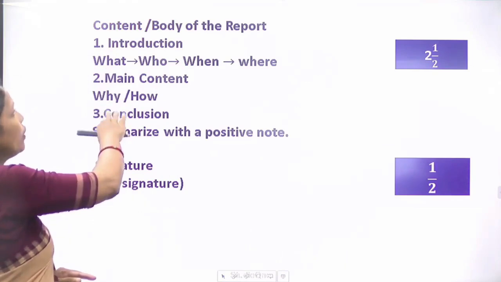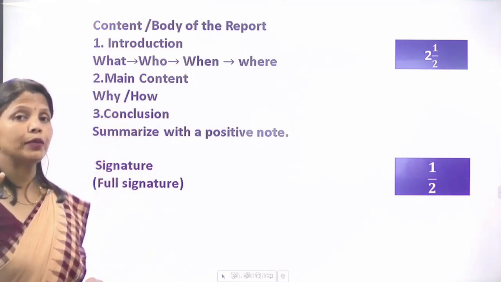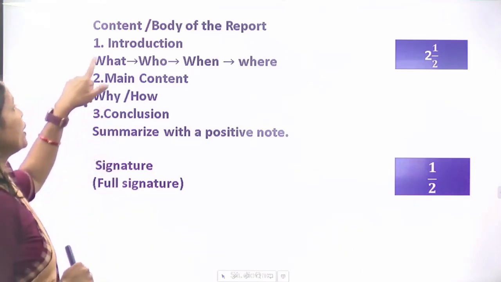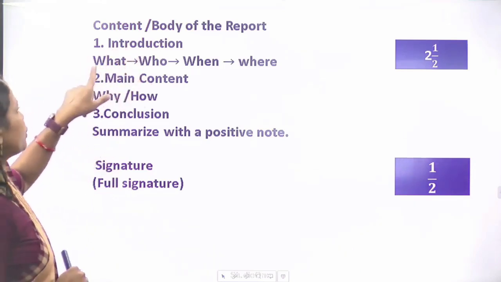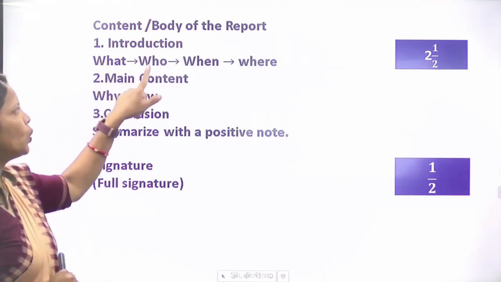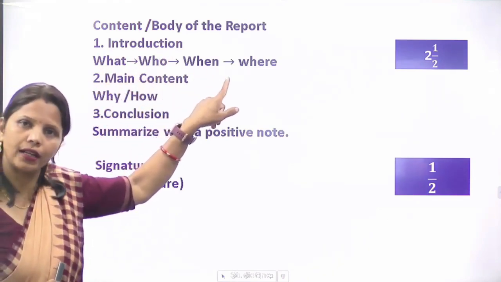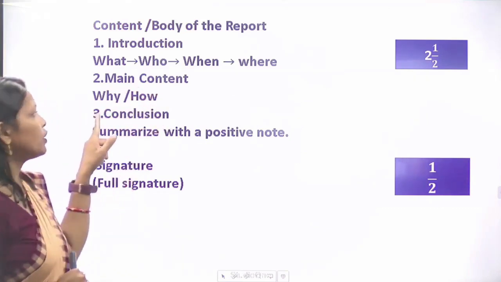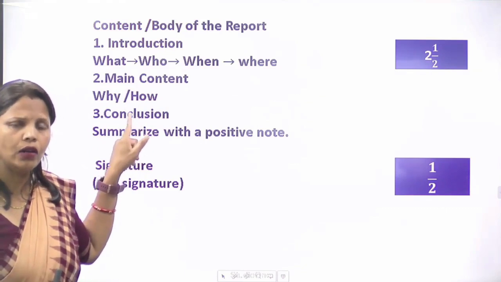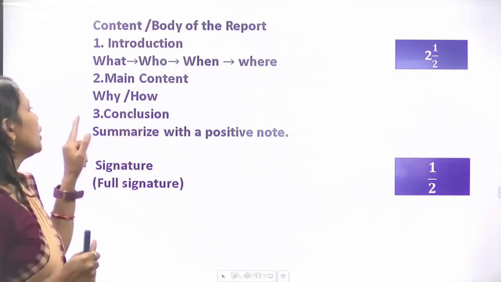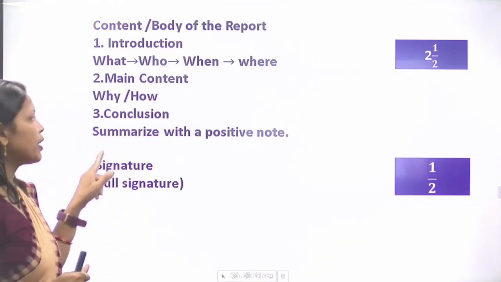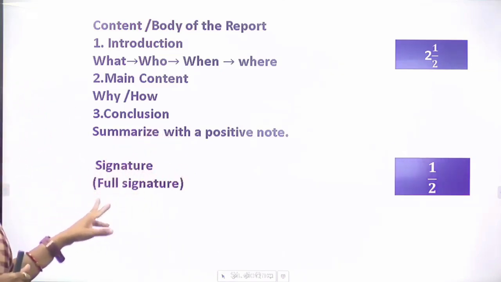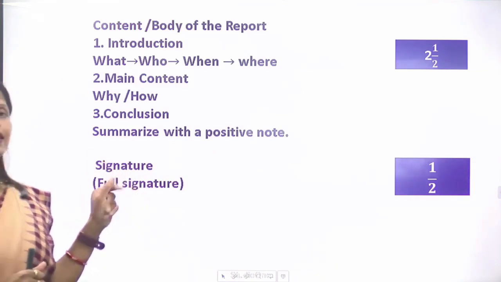So it is of 3 paragraphs. Body of the report ame 3 paragraph re divide kari pariba. We can divide it in 3 paragraphs. One is your introduction, and in introduction, what are these? What, who, when, where, clear. Then comes main content. Main content re kon achi? Why or how, or why and how. Conclusion, summarize with a positive note. Then comes your signature, then full signature. Okay? This is the pattern.